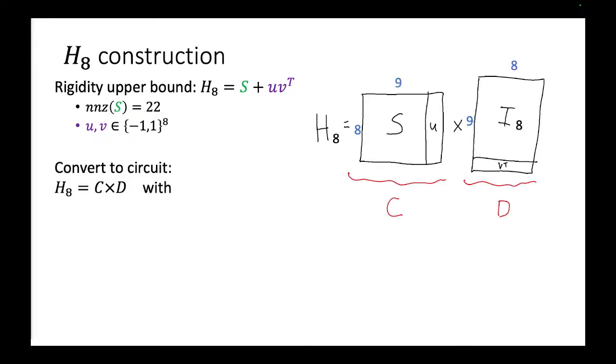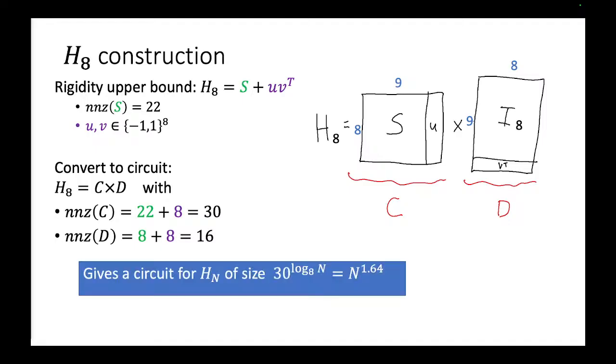Here's how I'll do it. I'm just going to make an 8x9 matrix C and a 9x8 matrix D, whose product is going to compute S plus U times V transpose. So in C, I'll put S and U, and in D, I'll put the identity matrix, and you get S plus U times V transpose. Okay, and we'll count the number of non-zero entries here. In C, it's 22 from S plus 8 from the U, which is 30. In D, it's 8 from the identity plus 8 from the V, which is 16.